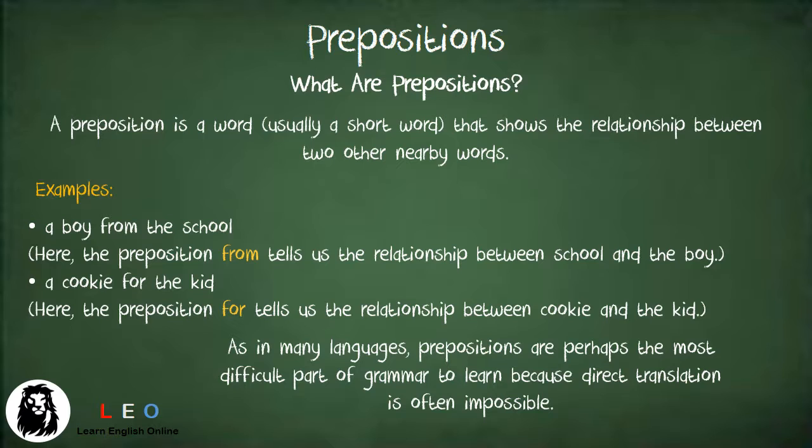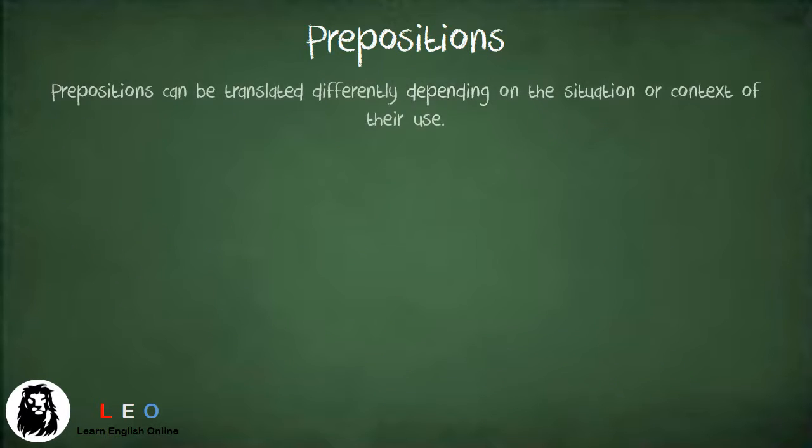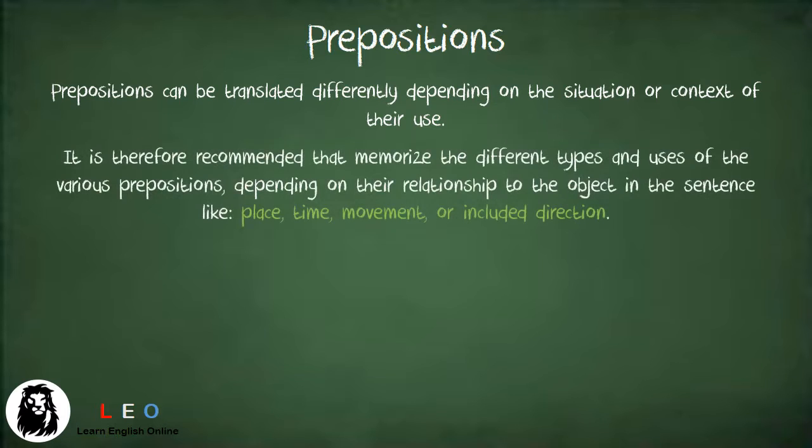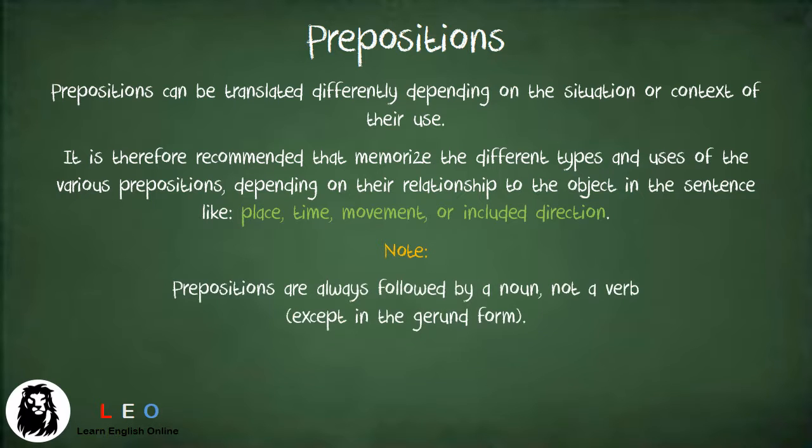As in many languages, prepositions are perhaps the most difficult part of grammar to learn because direct translation is often impossible. Continuing, prepositions can be translated differently depending on the situation or context of their use. It is therefore recommended that you memorize the different types and uses of the various prepositions depending on their relationship to the object in the sentence, like place, time, movement, or direction. It's important to remember that prepositions are always followed by a noun, not a verb, except in the gerund form.